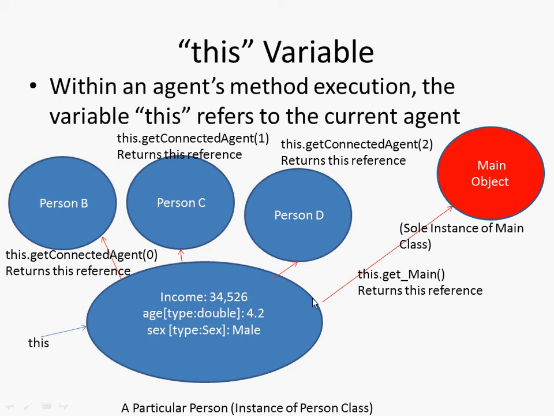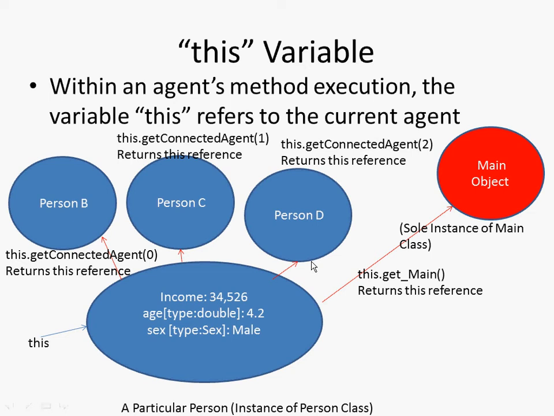So if we were to take this and ask this dot get connected agent of 0, it might refer to this person, so the very first person to whom it's connected. If I call this dot get connected agent 1, it would say, hey, what's the second person to whom you're connected, and return C. If I said this dot get connected agent 2, it would return a reference to D. It would give me back a reference to D, just as this references this, that I could then ask further information, like what its name is, or how many connections it has, or what its age is, and all those sort of things.